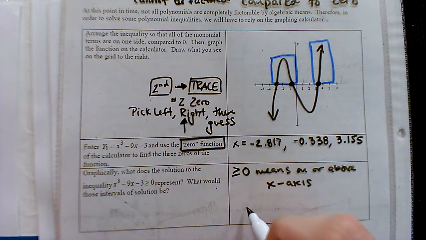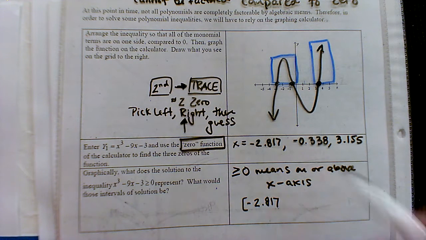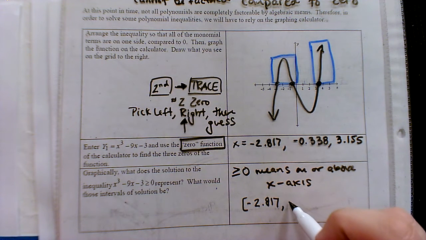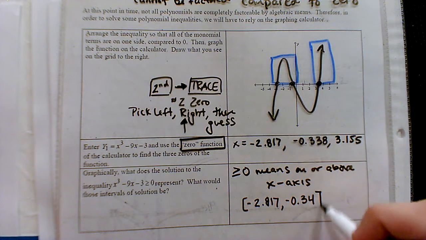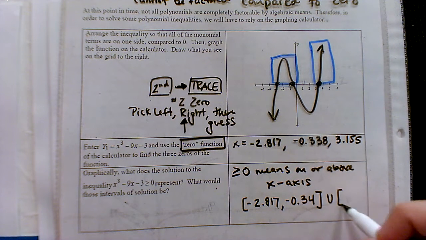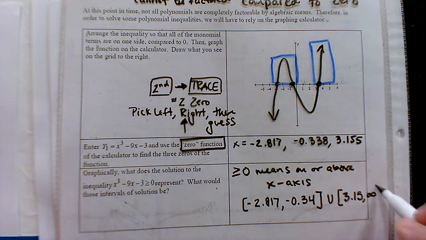Good, Rebecca, yeah. I got in brackets. Yep. Both of these are brackets. Okay. I got -2.82 because I only did 2. You did 2, that's fine. Okay. Yeah, and then I got -0.34. Okay. And then union, and then another bracket, 3.15 to infinity with the parentheses.